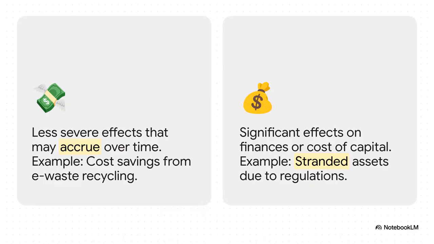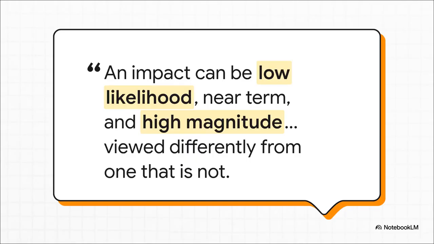Low magnitude impacts, things like cost savings from being more efficient, are important because they really add up over time. But high magnitude impacts, things like having your assets become worthless because of new carbon regulations or losing your social license to operate, those can be just catastrophic. And here's the real key.